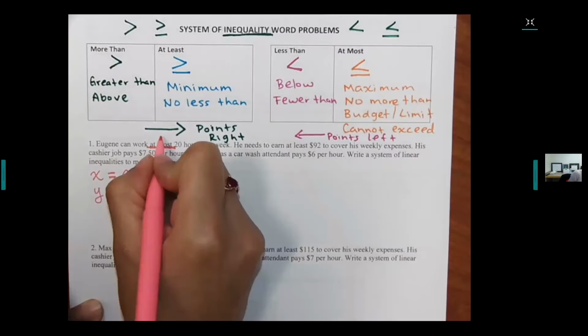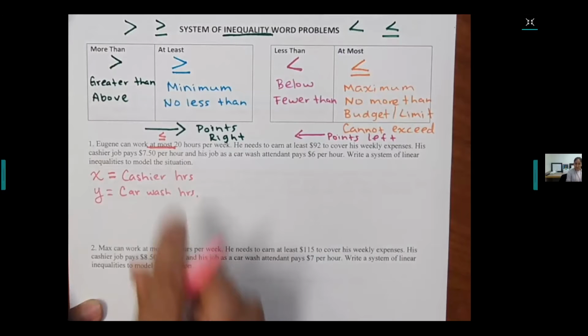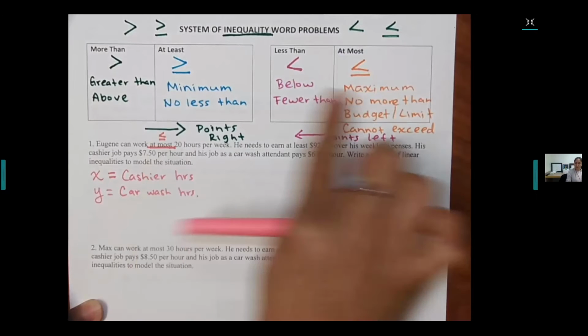So what you guys should do is annotate the text as you go and pick your keywords and put the symbol that goes to it, right? And if you have this for reference, it's easy.